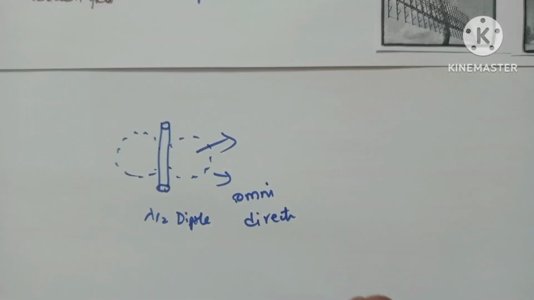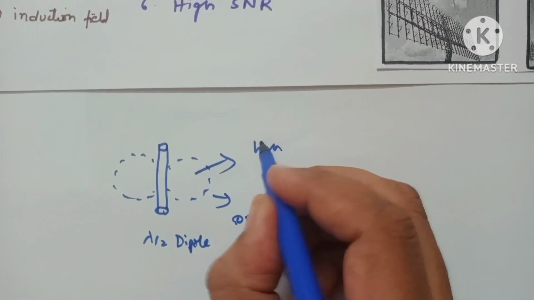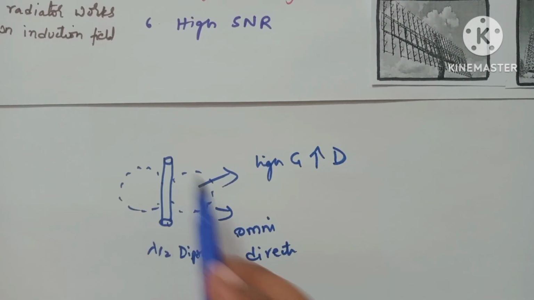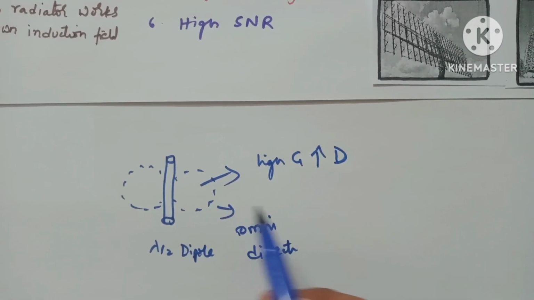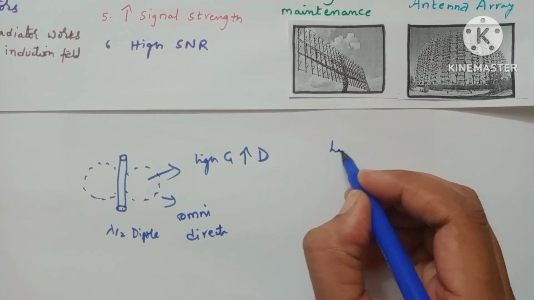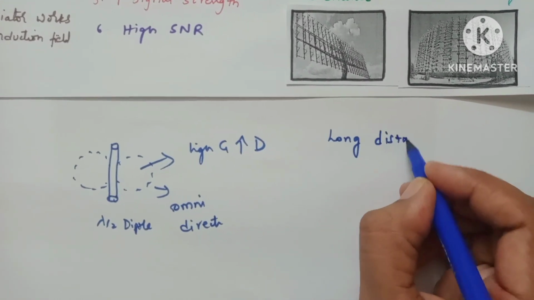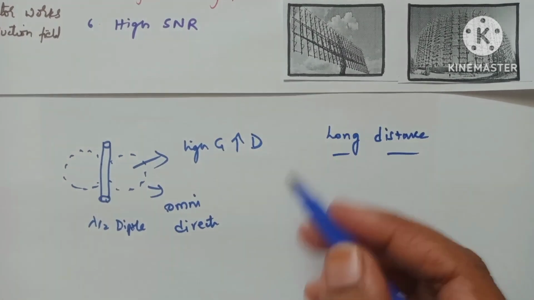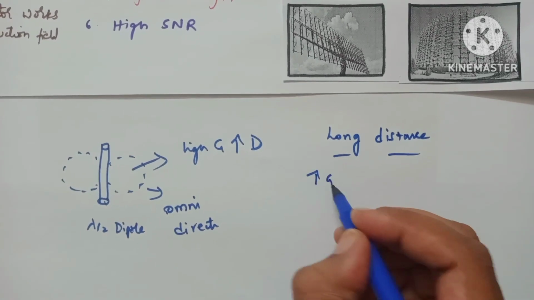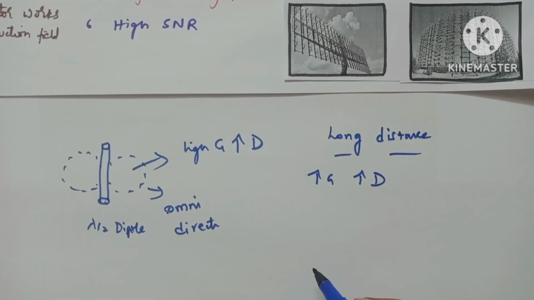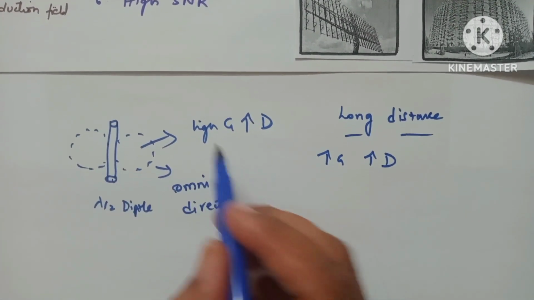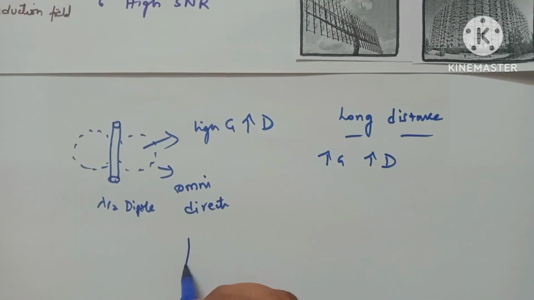For this type of pattern, can we expect very high gain and high directivity? Not possible, because in this case gain and directivity cannot be very high. But in practical applications, mostly we go for long distance communication, communicating worldwide nowadays. In such cases we need very high gain as well as directivity. We may think that if we go on increasing the size of a single antenna, the gain and directivity automatically increase.